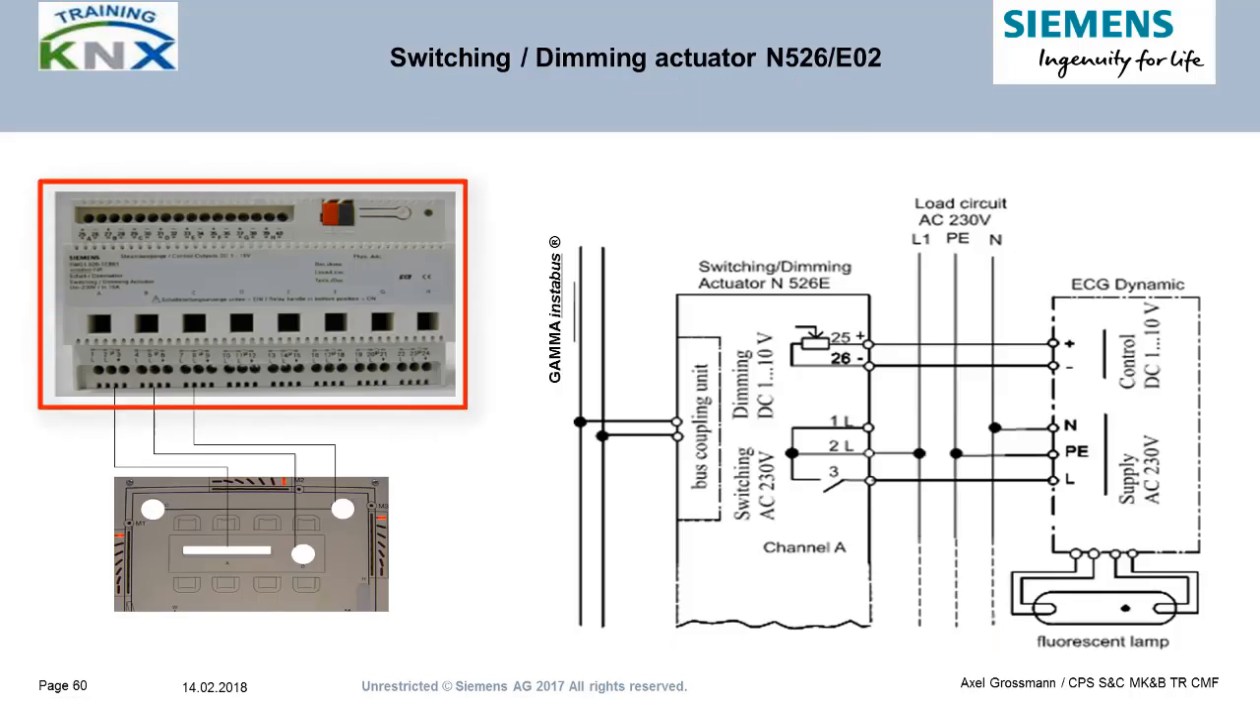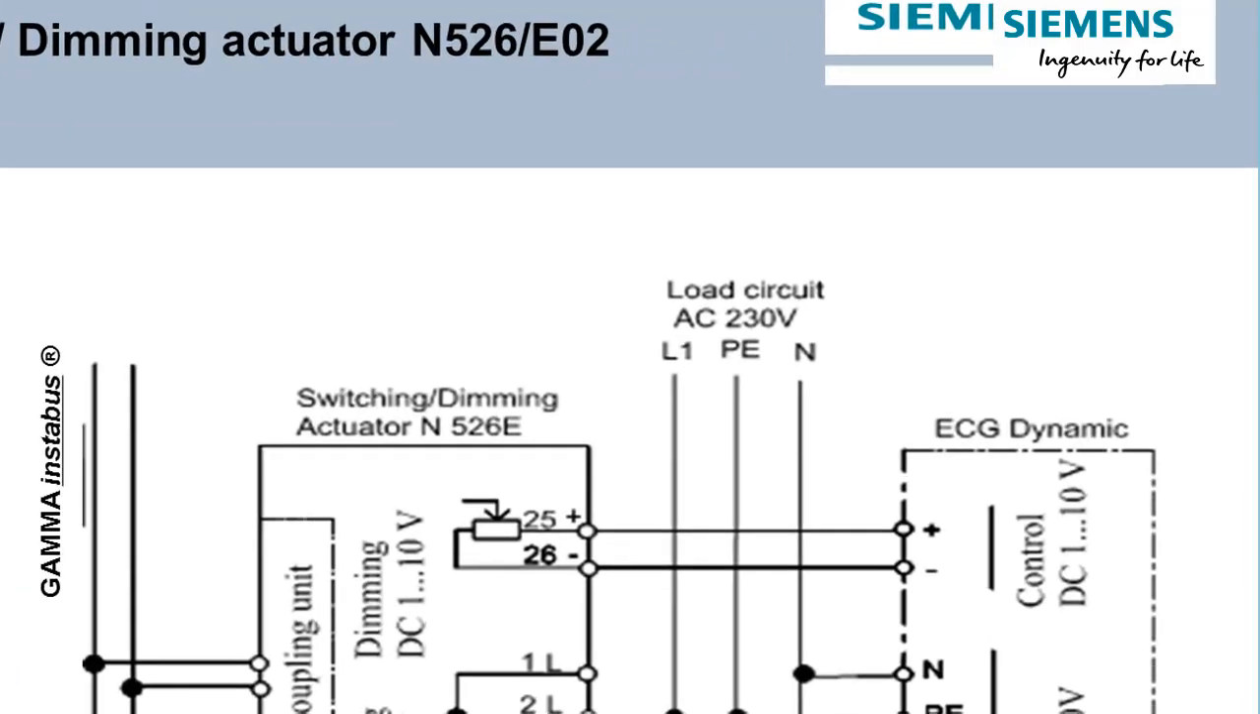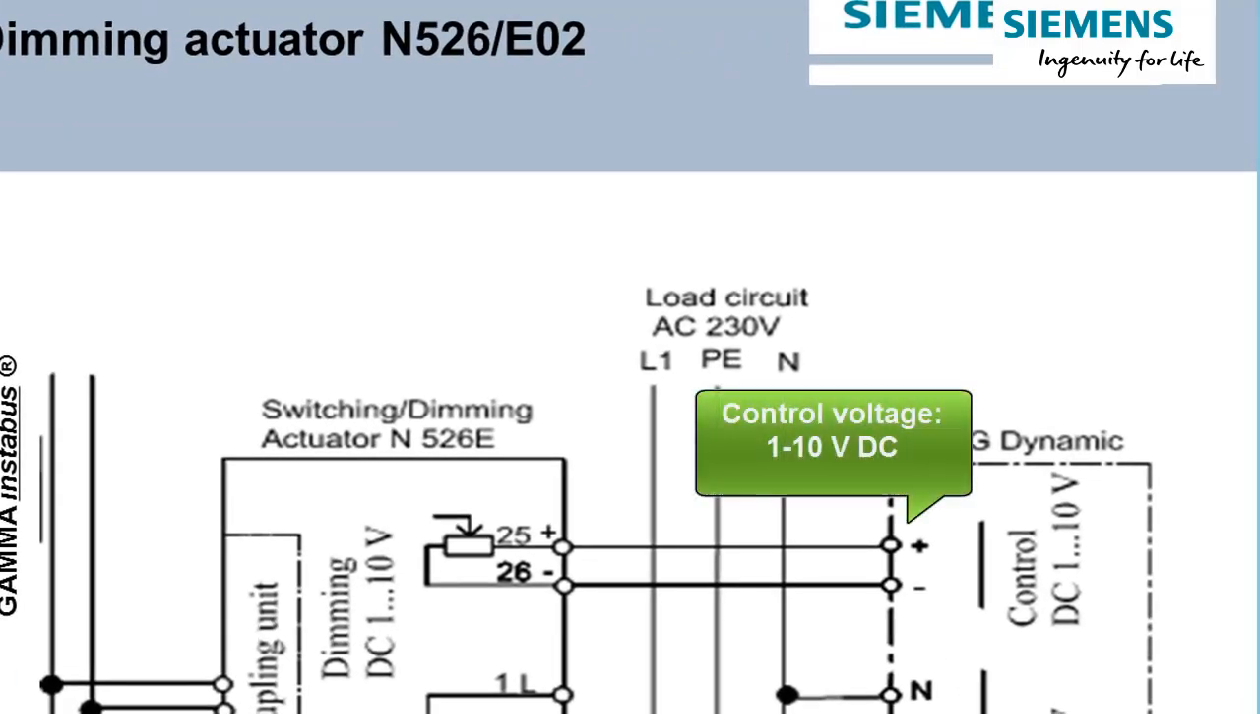Here we have the concrete sample of the switching dimming actuator N526E02 as it is integrated into the Gamma Training Kit 5. On the right side you see the block diagram of the actuator, how it is wired to the dynamic ballast for 1 to 10 volt control. Why is it not a control voltage of 0 to 10 volt?